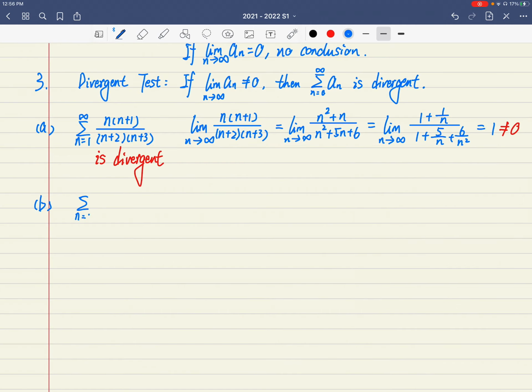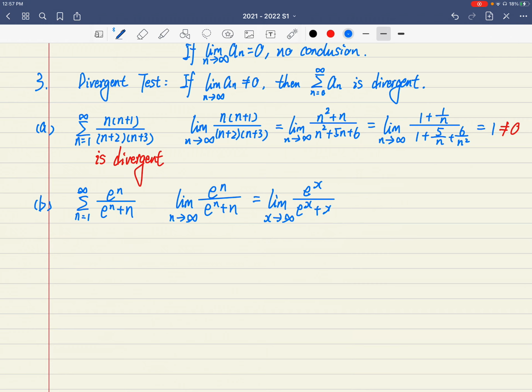Second one, n from 1 to infinity, e to the power of n over e to the power of n plus n. Again, we want to know whether the series is convergent or divergent. We can first figure out the limit of its sequence. How do you get the limit of the sequence here? First, let's try substitution. It's going to be infinity over infinity, so we want to use L'Hopital's rule.